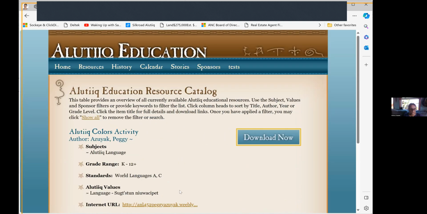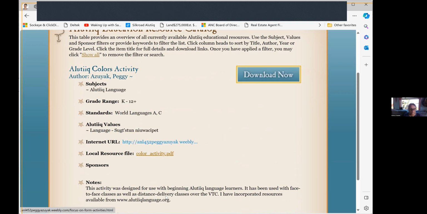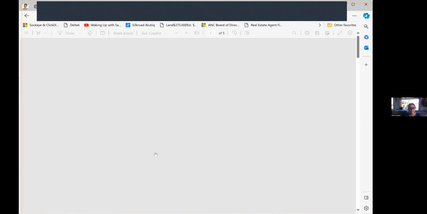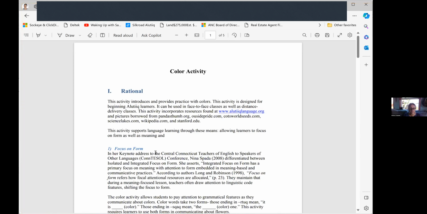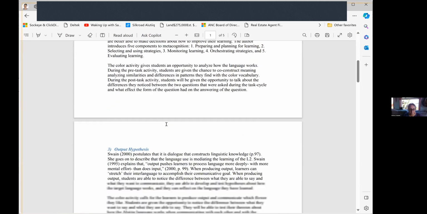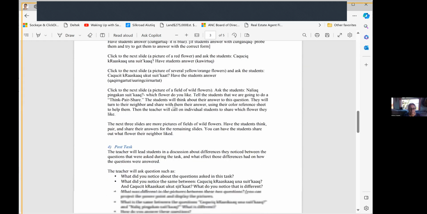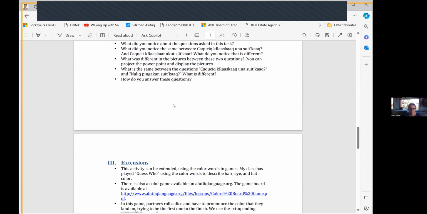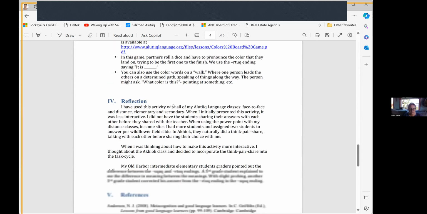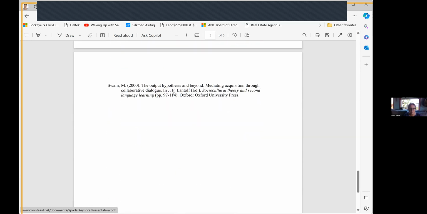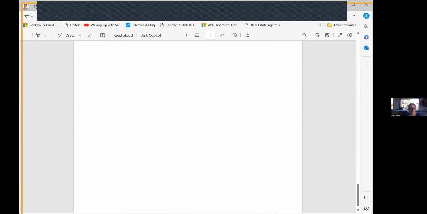Lots of the Awanis got added in here. Let's see what this color activity is. Specific, this looks like, I mean, it's teaching colors in Alutiiq. So it's a lesson plan document that looks like Piggy pulled together.